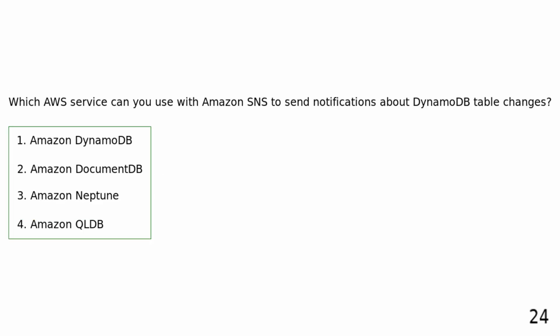Which AWS service can you use with Amazon SNS to send notifications about DynamoDB table changes? Amazon DynamoDB. Amazon DocumentDB. Amazon Neptune. Amazon QLDB. Amazon DynamoDB can be configured to send notifications through Amazon SNS when changes occur in a table, such as when items are added, updated, or deleted.